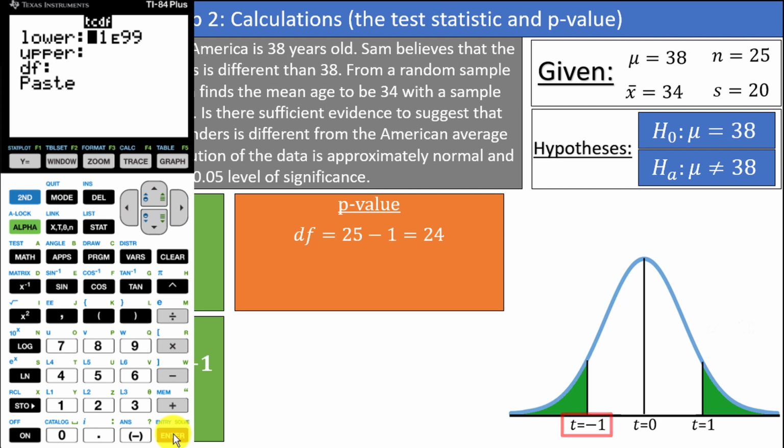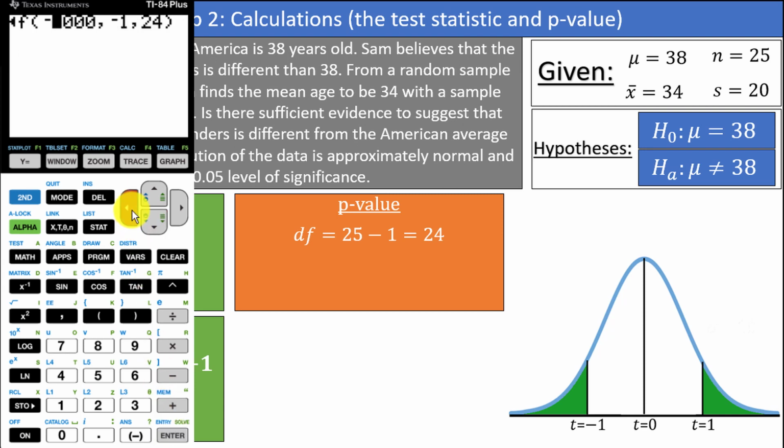The area in the left tail goes forever in the negative direction to -infinity, so we will type in a really small number for the lower bound. I use -1000, which represents 1000 standard deviations below the mean, which is plenty small enough. The upper bound is our test statistic of -1. The degrees of freedom are 24. If you press enter when highlighting over paste, you will see this output.